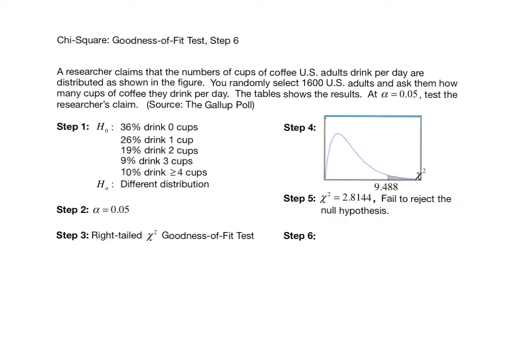Finally, in step 6, we need to determine what we should do with the claim itself. Notice I did not write down which one of these is the claim. You don't necessarily need to do that so much for the goodness of fit test or the coming test known as the chi-square test for independence. Instead, just look at it. It says fail to reject the null hypothesis.